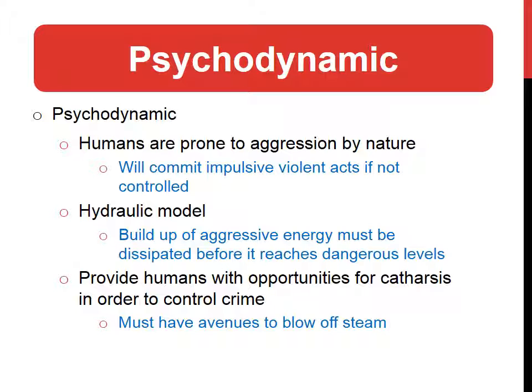They go on to say that people who engage in violent crime usually do so because they do not have enough opportunities to blow off this steam. Thus, they suggest that humans must be given multiple and appropriate channels for catharsis so that violent crime can ultimately be controlled.